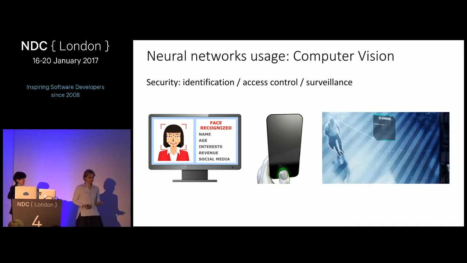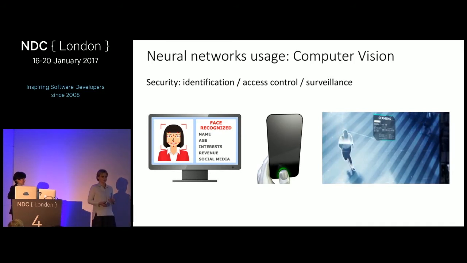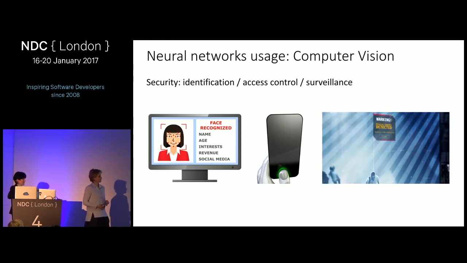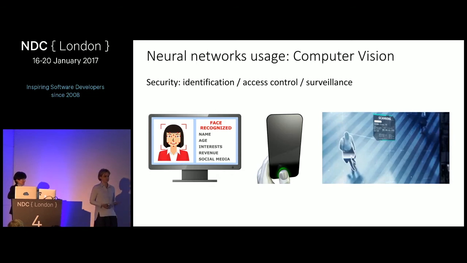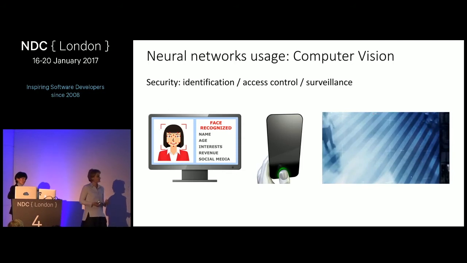In security, a computer system can recognize a person entering some premises. We use fingerprint recognition to unlock our phones. You can also use a computer system to survey public places like airports to detect people who are behaving strangely and could potentially be dangerous, maybe carrying a bomb. These kinds of systems are powered by neural networks.